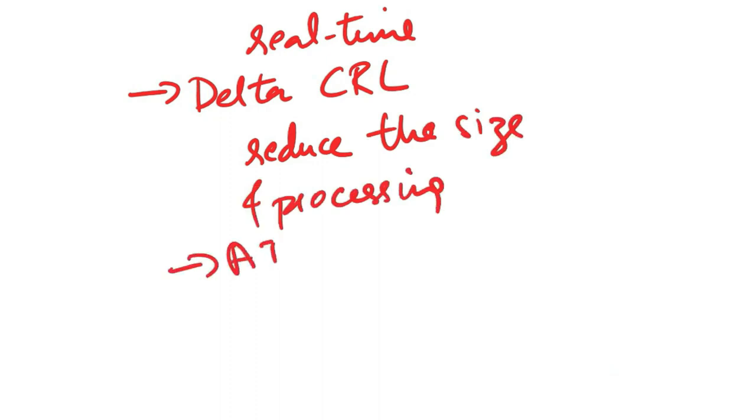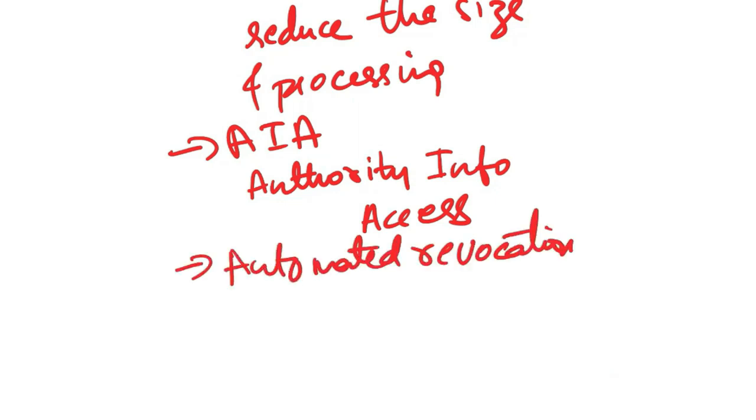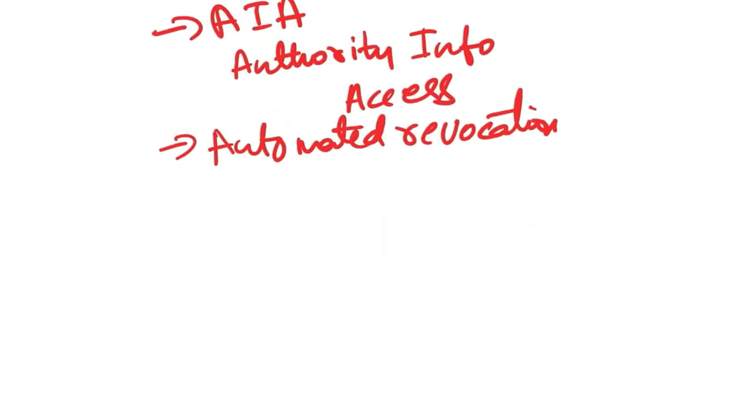And there is AIA, Authority Information Access. The AIA extension in a digital certificate's details provides information on how to access the CA CRL or OCSP responder. It assists the relying parties in obtaining the most up-to-date information about the certificate status. Then there is automated revocation. In some cases, digital certificates can be configured to check their own revocation status automatically. This ensures they are still valid before each use. This mechanism is known as automatic revocation checking.